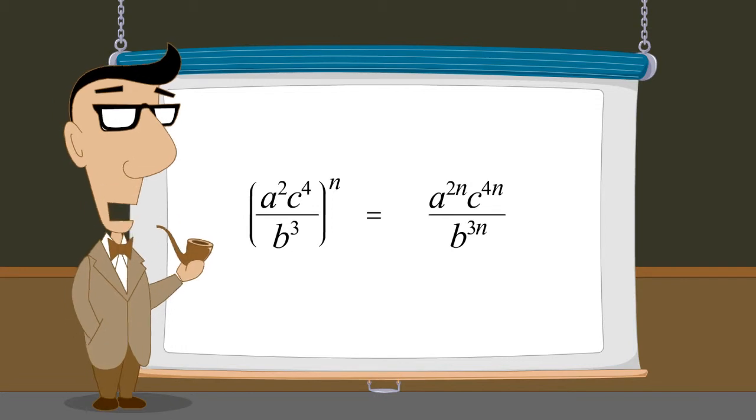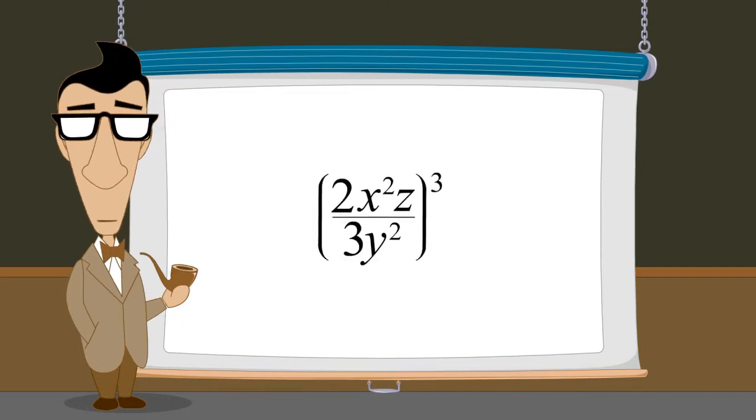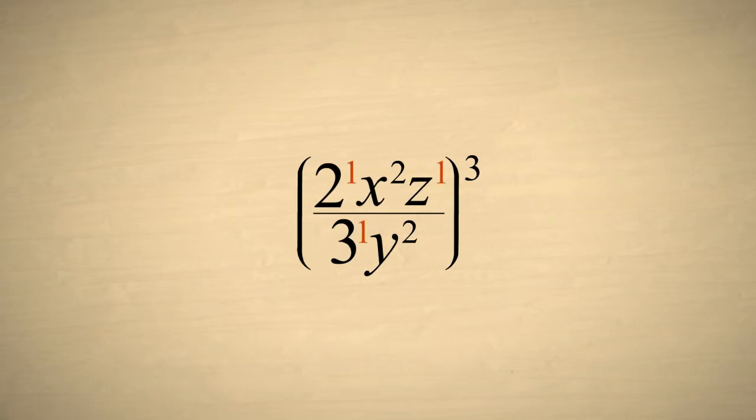Now that we know how to raise any expression consisting of multiplied and divided terms to a power, let's try writing an expression with multiplied and divided terms in its simplest form. This expression consists of a product of three terms in the numerator, 2, x squared, and z, and a product of two terms in the denominator, 3 and y squared. Remember that terms without exponents actually have an exponent of 1.